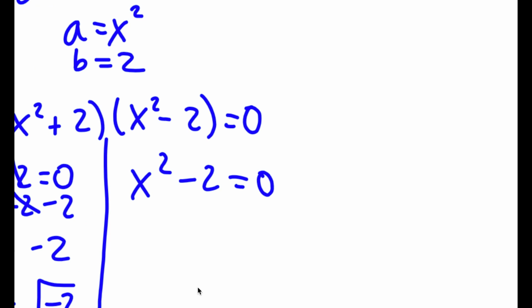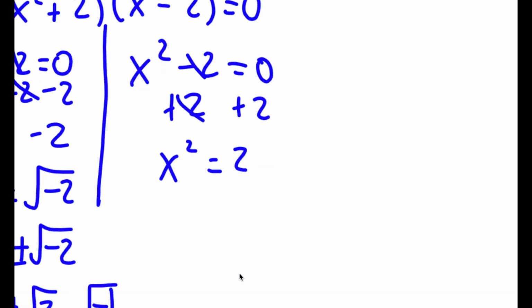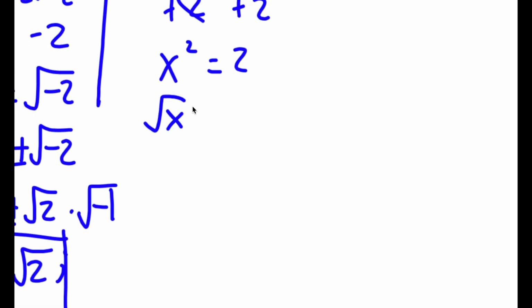Now for this, I have x squared minus 2 equals 0. I can add 2 on both sides. These two cancel out, and I get x squared is equal to 2. Now if I take the square root on both sides, I get x is equal to positive or negative square root of 2.